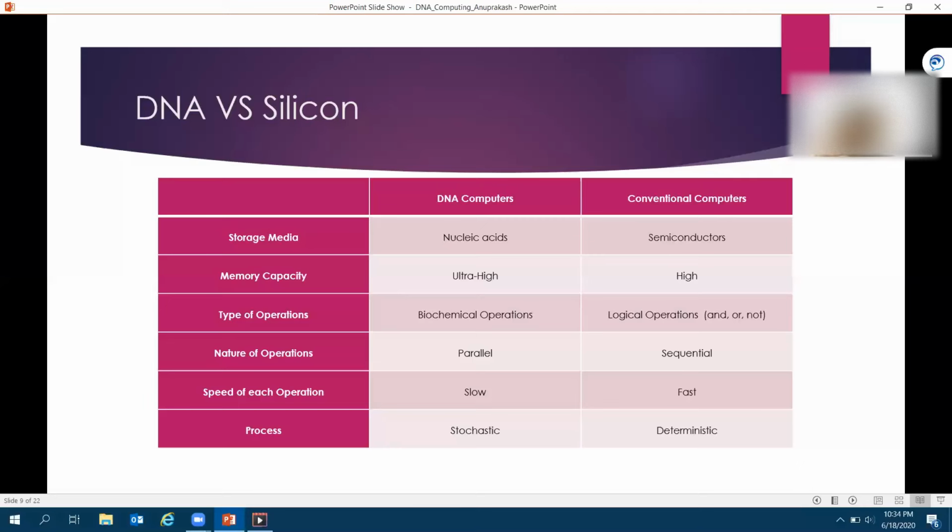Speed of operations. Okay, for DNA computers, it is slow, and for conventional computers it is fast. But the advantage of DNA computers will be that there are certain problems which till now conventional computers cannot solve, but these problems can be solved by DNA computers. So although it has a slow speed of operation, it can solve some problems which cannot be solved by the conventional computers.